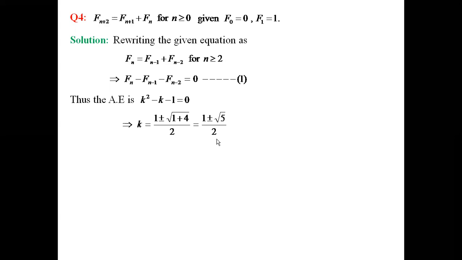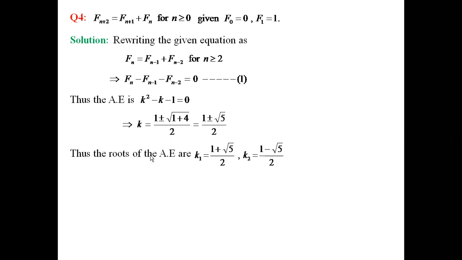I've purposefully done it manually using the formula minus b plus or minus square root of b square minus 4ac divided by 2a. Since the values which you observe here are decimal values, instead of writing down the decimal, I've just thought of writing it in the fractional form: 1 plus root 5 divided by 2 and 1 minus root 5 divided by 2.